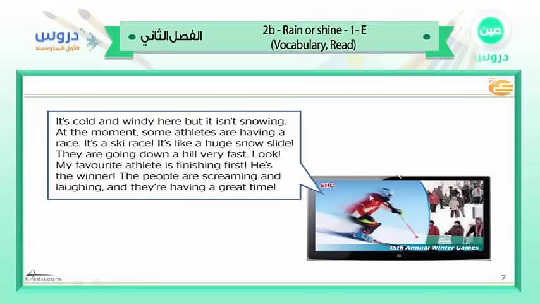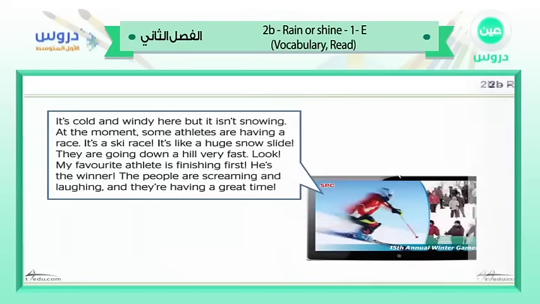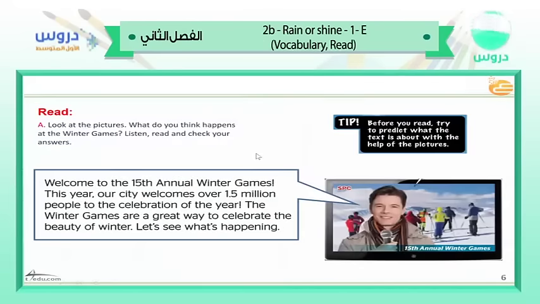This is one of the racers. Can you see him? Okay, those are the people that are watching the racers in the competition. And the third one, what do you think about this one? Excellent. This is the snowman, okay? The snowman. So he's related to the winter games. So he's something important at this winter games. We will see what this is, okay? Very nice. Let's go back and let's start listening, okay?